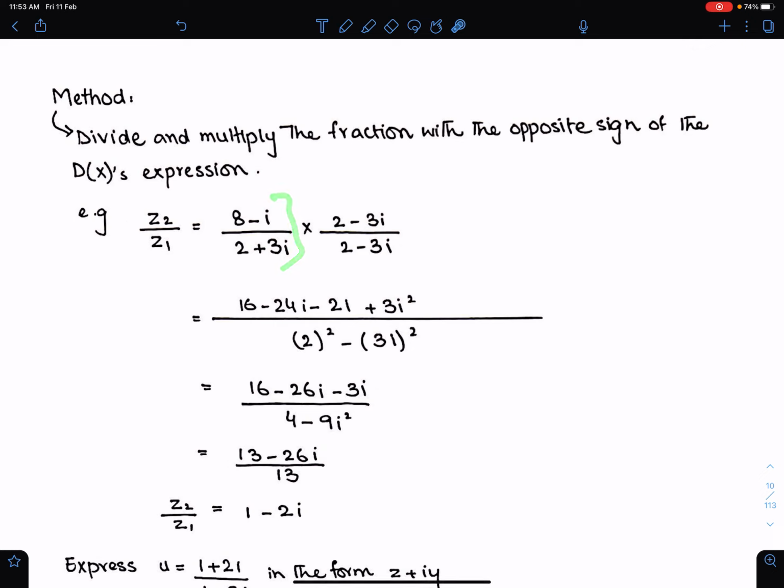And the method of rationalization is to multiply and divide this whole fraction by the denominator with the opposite sign. Divide and multiply the fraction with the opposite sign of the denominator's expression. We have 2 plus 3i here, so multiply and divide this whole thing by the same denominator with the opposite sign. Now we just need to multiply these two and these two. This is a plus b and a minus b, so a square minus b square, and here you have to do simple multiplication.